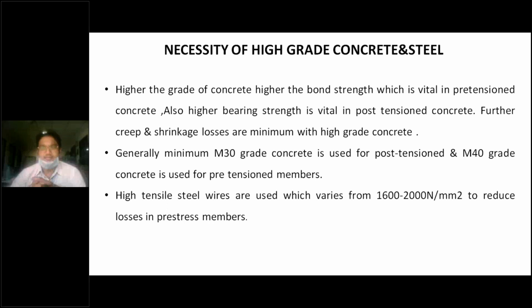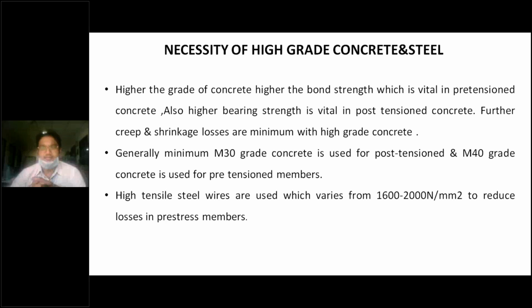Generally, a minimum of M30 grade concrete is used for post-tensioning, and M40 grade concrete is used for pre-tensioning. Please try to remember, guys. Beyond M30 grade, we can conclude it as high strength concrete, because if you see IS 456 2000, the mix design is specified only till M25 grade, isn't it?